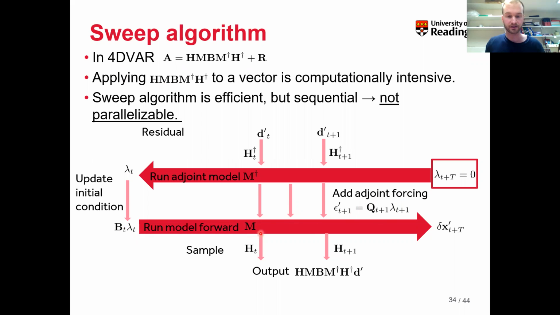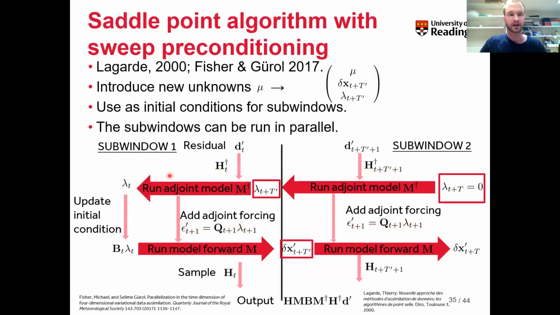Simultaneously, at the appropriate times, you sample the output using the sample operator to generate the output of applying the matrix to the vector. The problem with this algorithm is that these arrows indicate a sequential process, so it's hard to parallelize. And that's why people have started implementing a saddle point algorithm.